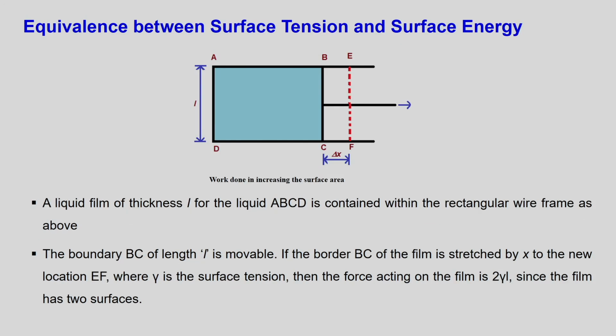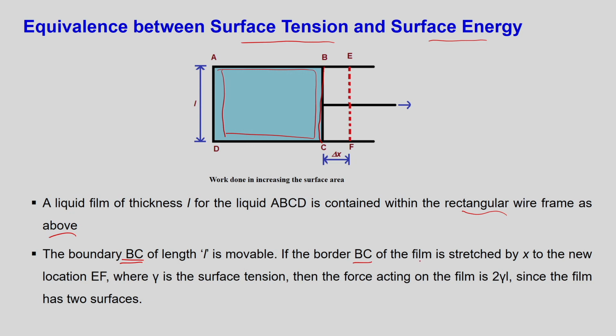Now, let us see from another example what is the relation or equivalence between surface tension and surface energy. So, here you have a liquid ABCD, contained within a rectangular wire frame. Now, the boundary BC, let us say it is of length L. I suppose it is movable.